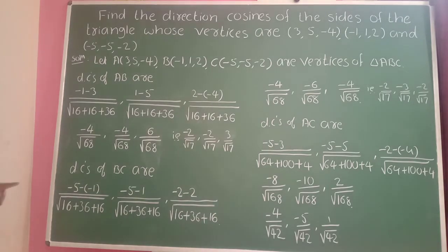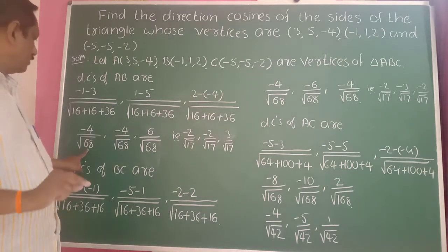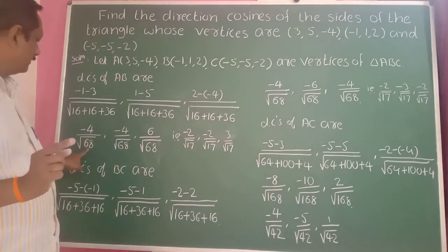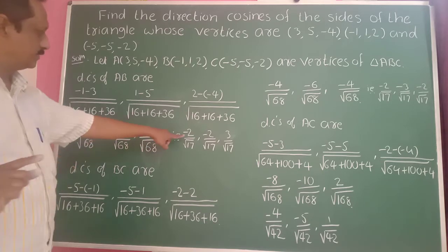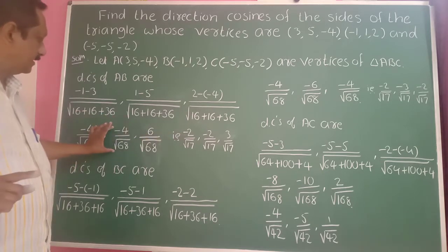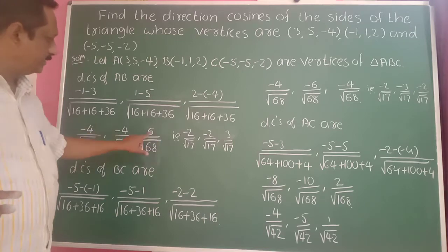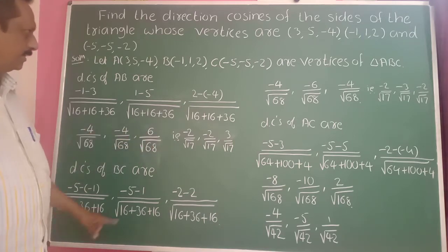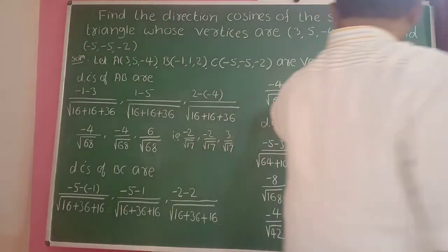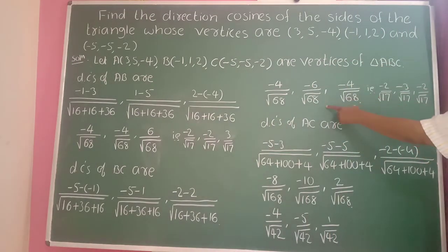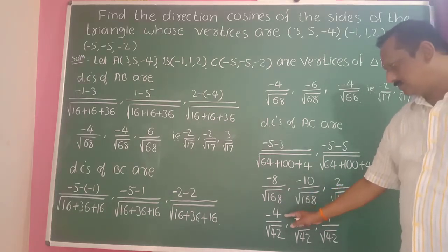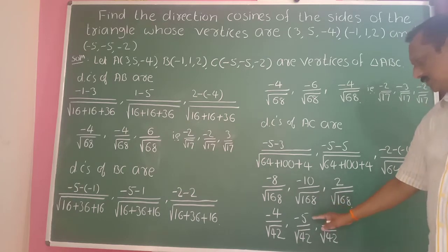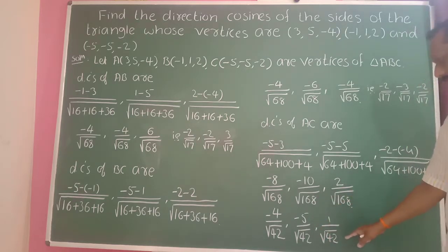So here root 68 means root of 4 into 17. Square root of 4 is 2 here. 2 ones are 2, 2s are cancelled. So minus 2 upon root 17. Similarly here also minus 2 by root 17, 3 by root 17 here. And in this case this can be written as minus 2 by root 17. This is minus 3 by root 17. This is minus 2 by root 17 here. And even here also this one is minus 4 by root 42, minus 5 by root 42 and this becomes 1 divided by root 42.